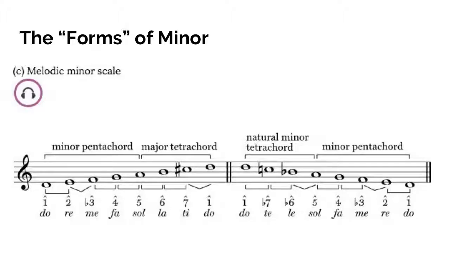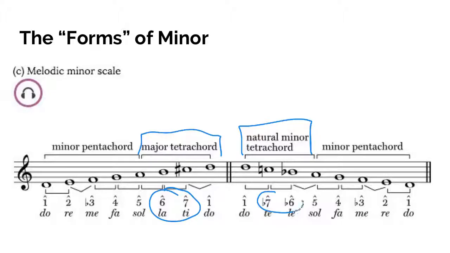Now, melodic minor is what a lot of composers use. So on the rising part of the scale, if you look at the tetrachord, it actually creates a major tetrachord, which is La and Ti, that you know of. But on the way down, it changes to a natural minor tetrachord, which has the lowered 7th and lowered 6th scale degree.